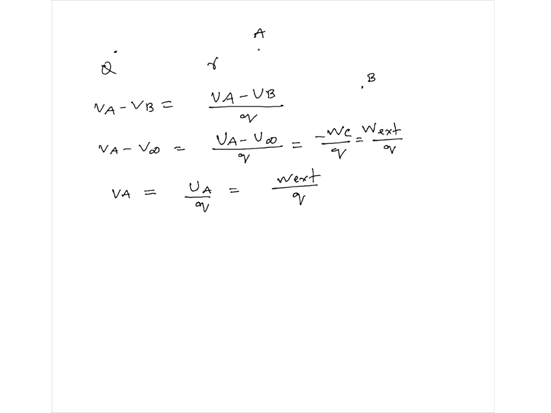Now let's proceed. UA, how much is UA? KQQ by R. So this is the formula for potential due to a point charge capital Q, KQ by R. Any questions? Let me know.